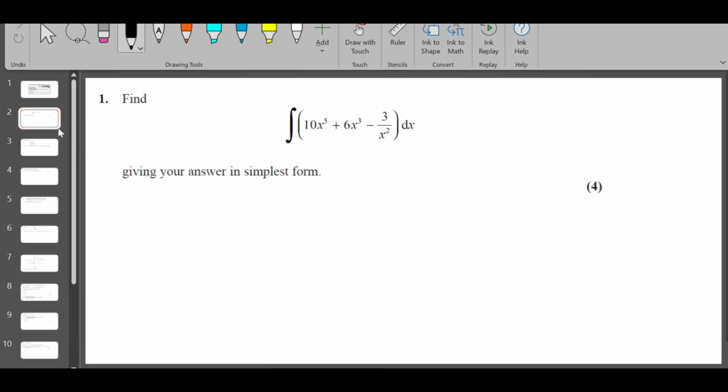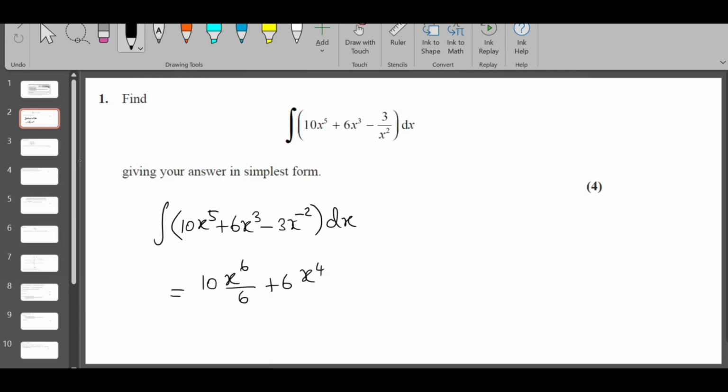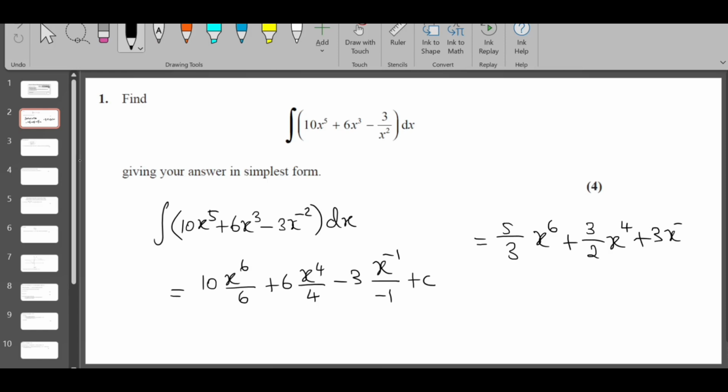This is from integration. So first we write it as 10x to the power 5 plus 6x cube minus 3x power minus 2 dx. So when you integrate it becomes 10x power 6 over 6, 6x power 4 over 4, 3x power minus 2 plus 1 over minus 2 plus 1 plus c. So 10 over 6 is basically 5 over 3x power 6 plus 6 over 4 is 3 over 2x power 4 minus 3 over minus 1 is plus 3x power minus 1 plus c.